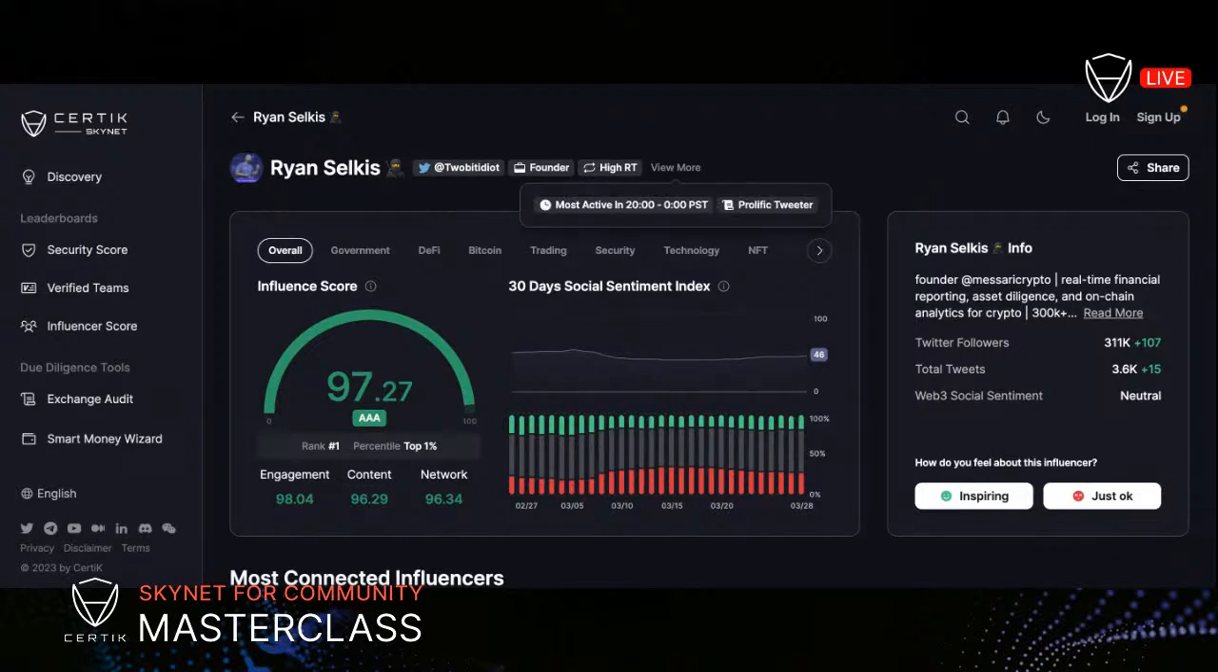For example, you can see what that influencer is. In Ryan's case, we can see that he's a founder. He has a high retweet rate. He's most active between the hours of 8 p.m. and midnight Pacific time.